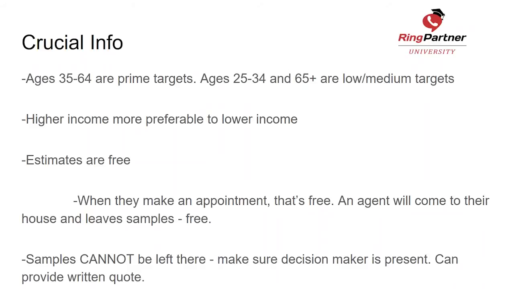Obviously, anyone younger than 25, you're looking at less and less likely that they're going to book an appointment. And those who are in their 70s and 80s, again, there's still going to be some, but not as many. So those are the prime ages, 35 to 64. Higher income is more preferable to lower income.